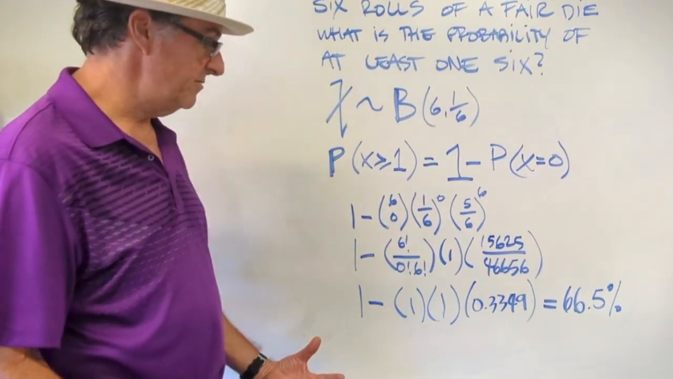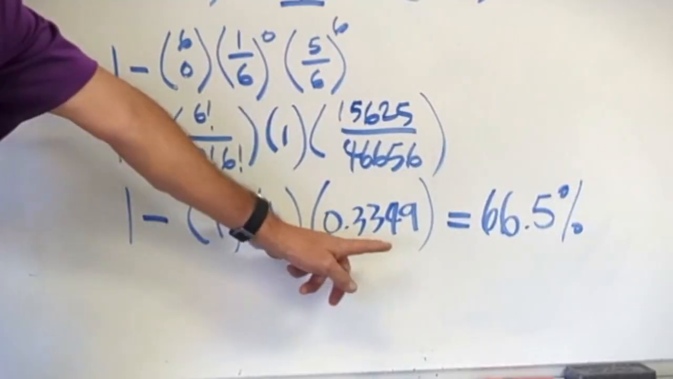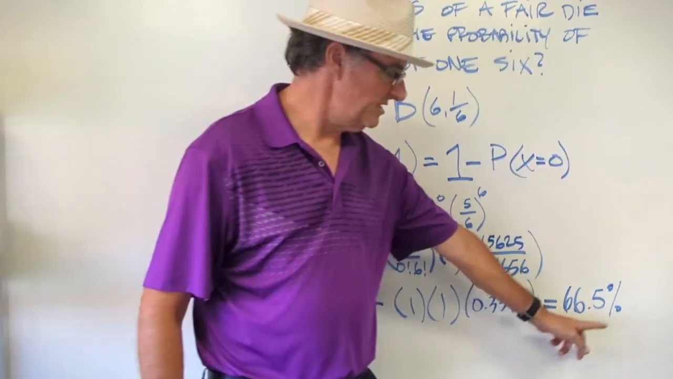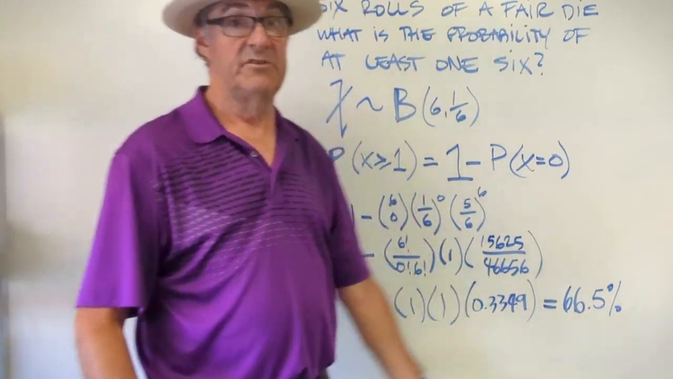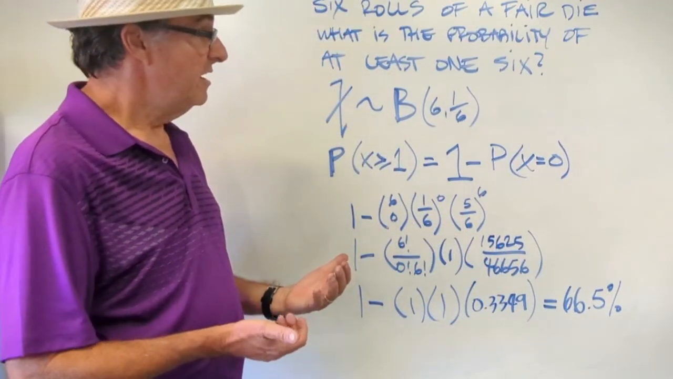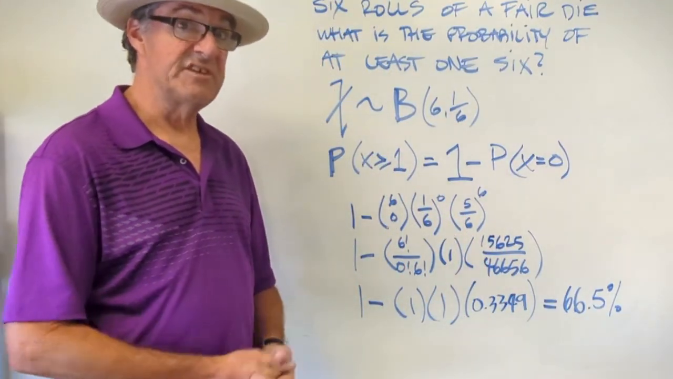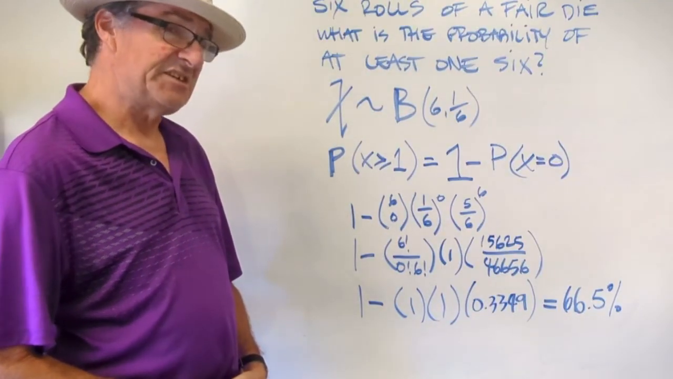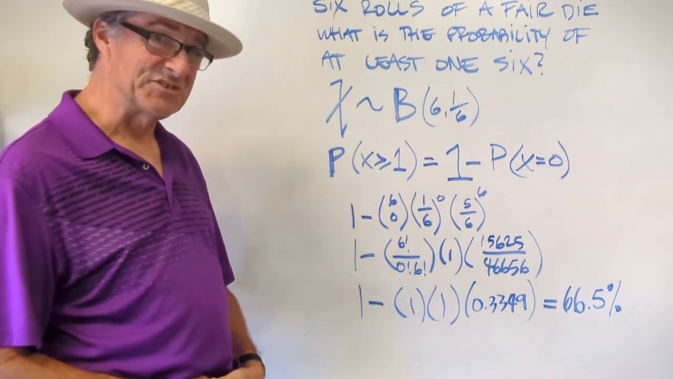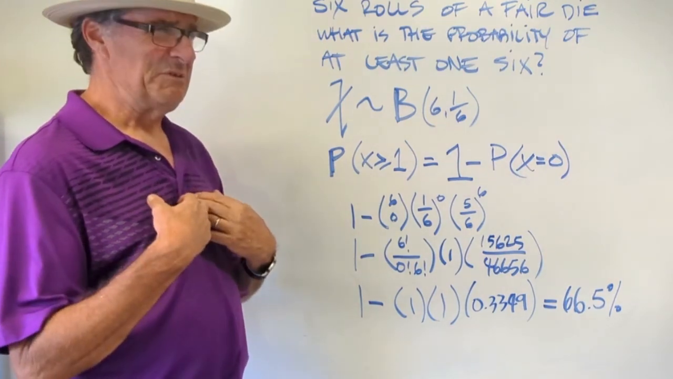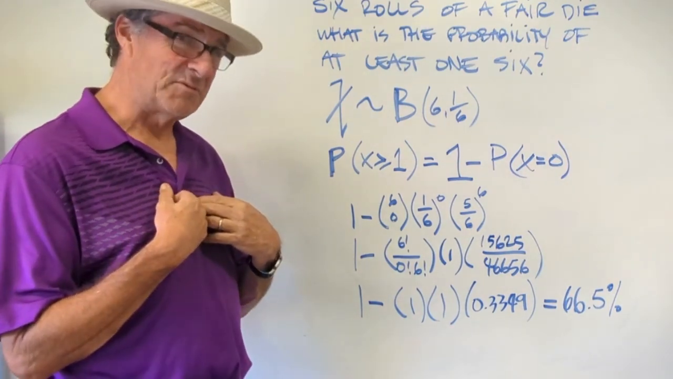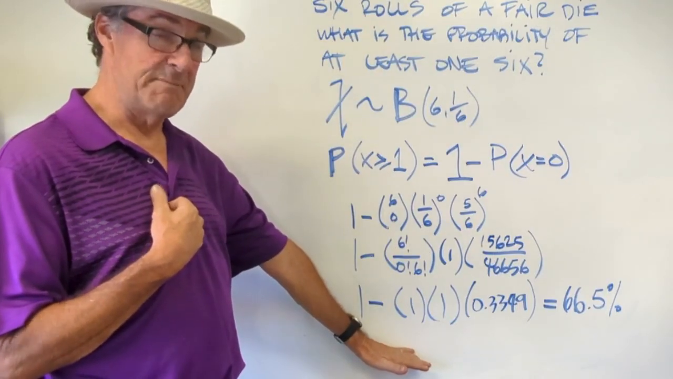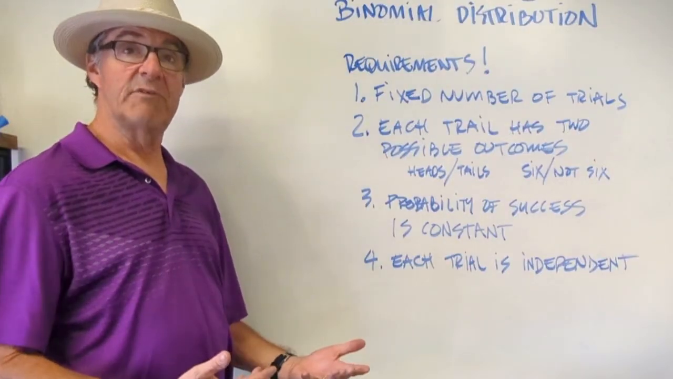Okay, finished crunching my numbers. I got 0.3349, subtracted that from 1, and I get 66.5%. So that's the probability of getting at least 1 six in 6 rolls of a die. I don't think that's necessarily a very intuitive answer. I would think there's probably a higher probability of that. But this is how it works out. This is the math of it. Okay, let's quickly wrap this up.